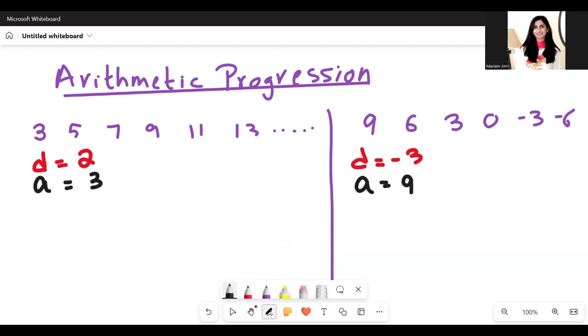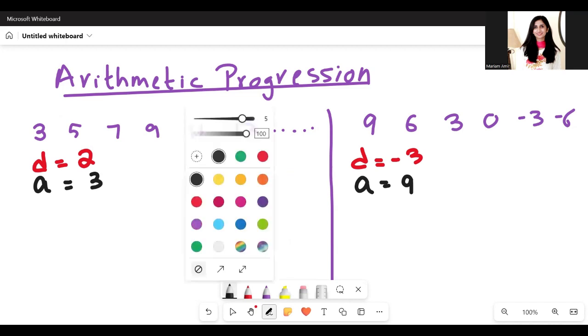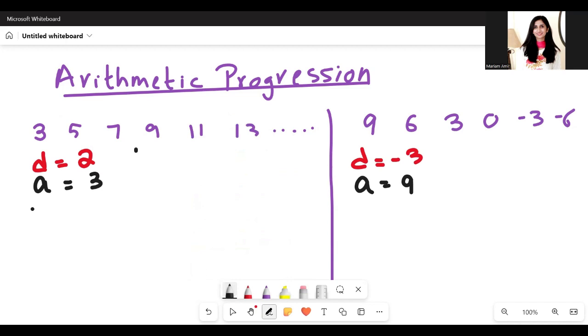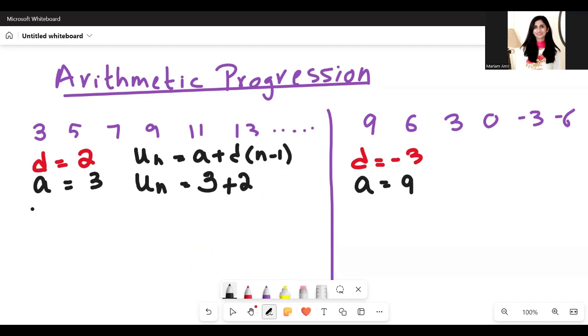Now you have enough information to form the nth term of the arithmetic progression. The formula for nth term is the same as O levels, now represented with un. So now it's just a fancy way of saying an nth term, which is un equals a plus d times n minus 1. So the nth term of this progression would be, a is the first term 3, d is the common difference 2, times n minus 1.